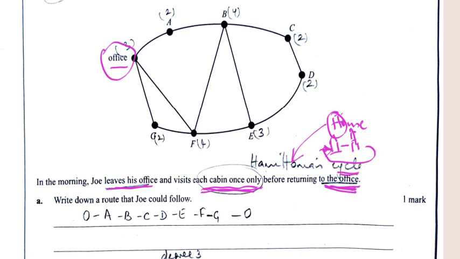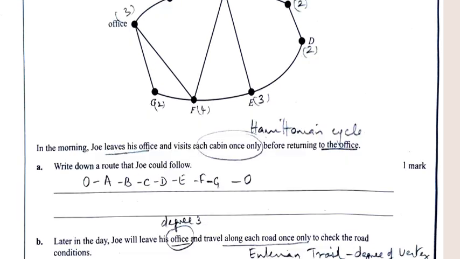Write down a route that Joe could follow. This one is a pretty easy one from what I can see: O, A, B, C, D. There is no point inside, so you can just go along the surface and get back to the office. You have to start with O and end with O, and you should see that none of the letters are repeated, because you visit every location and every cabin only once.